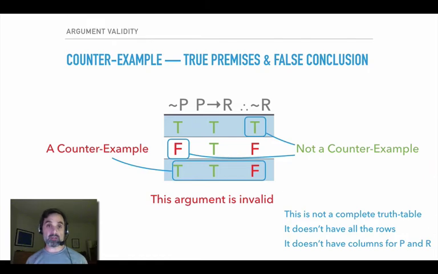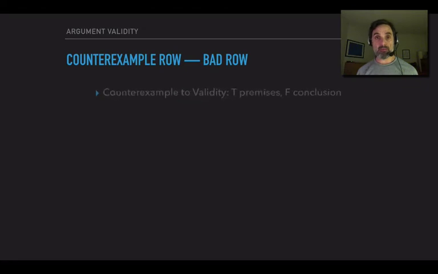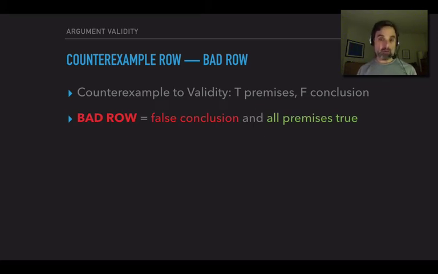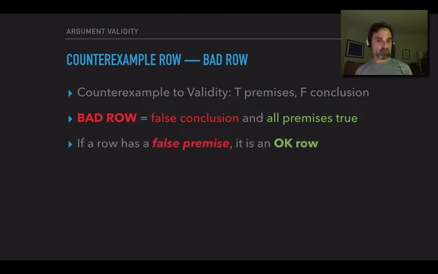Okay, so that's our example of a counterexample row. How are we going to use this more generally to tackle argument analysis using truth tables? We want to be clear, it turns again on counterexamples. A counterexample to validity: true premises, false conclusion. So a bad row is one that has a false conclusion and all the premises are true. So, okay, fine. What about okay rows, not bad rows? Well, if a row has a false premise, then it's not a bad row, it's not a counterexample to validity, and so it's an okay row.